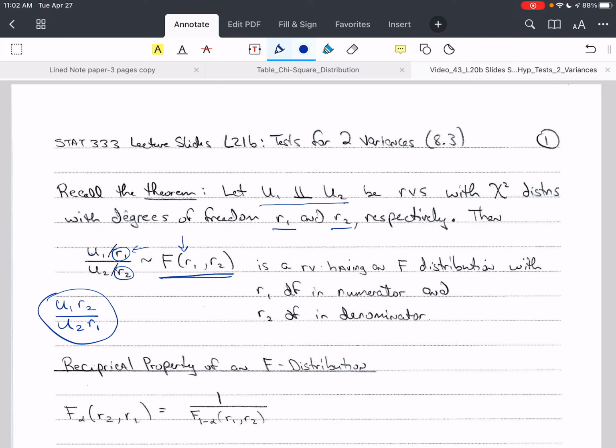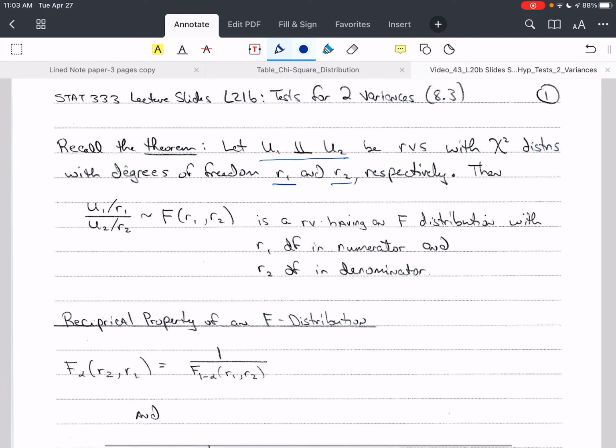See, in the numerator I have R1 here, and R2 in the denominator, which of course is not what I have here, so some people may be confused by that, but it's the degrees of freedom of U1 that goes first, and the degrees of freedom of U2 that goes second. All right? So this is an F distribution, with R1 degrees of freedom in the numerator, R2 in the denominator.